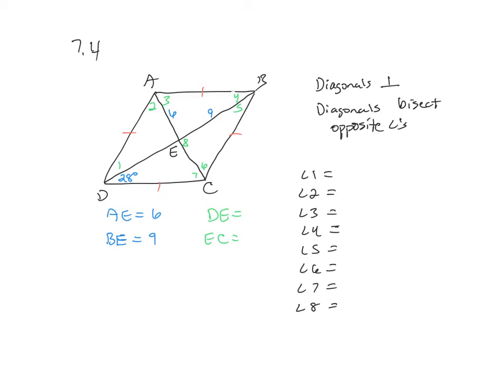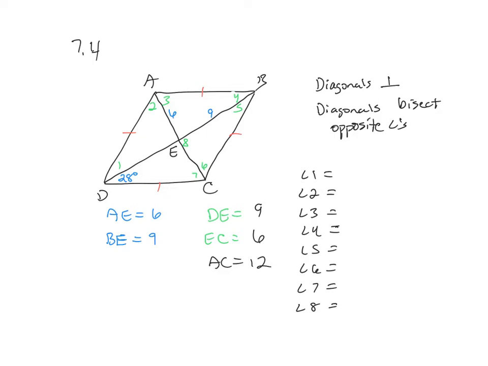So I look at first, well, DE. If BE is 9 and the diagonals bisect each other, then DE has to be 9 also. And so if A to E is 6, well, then E to C is also 6. Okay, so it could ask what's AC. If it said AC, then you would say 12, because 6 plus 6.